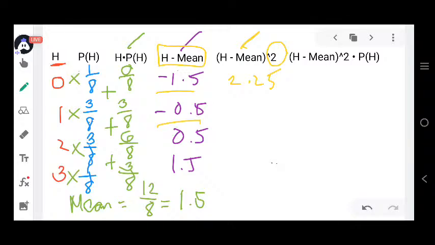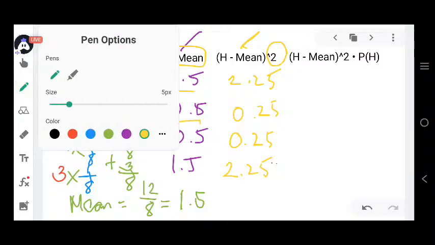Negative 0.5 times negative 0.5 is 0.25. So, as you can see, there is a pattern. Mamaya explain ko kung ano yung pattern. 0.5 times 0.5 is 0.25. And 1.5 times 1.5 is 2.25.